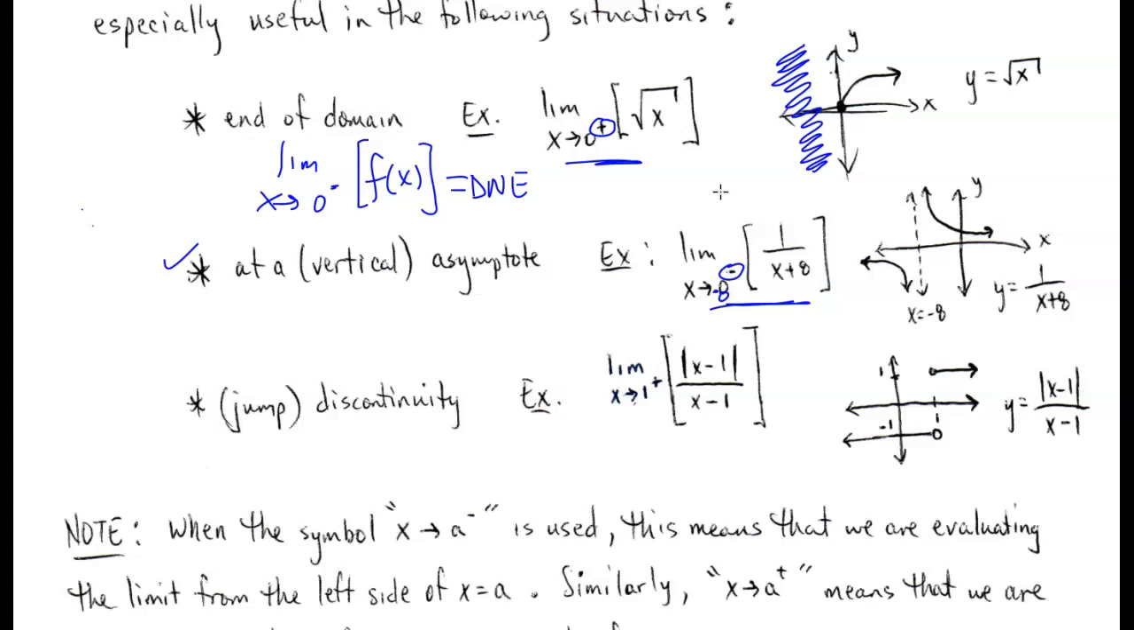Okay. All right, so we've talked about the in the domain case. We've talked about the vertical asymptote case. Let's talk about jump discontinuities. Okay, and so this particular function here, absolute value of something divided by the same thing that you took the absolute value of, is a common function that we look at to be able to display why we actually use one-sided limits. So here we know that absolute value of x minus 1 divided by x minus 1, that function just looks like what you see here.